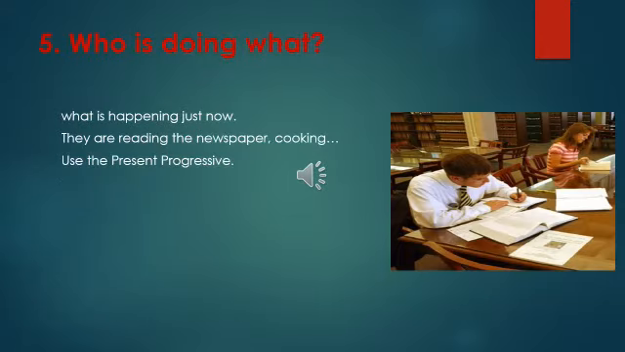After writing about people's clothing, write what different people are doing in the picture. What is happening just now? For example, they are reading newspapers. They are reading books and taking notes, etc. Please remember, we always use present continuous tense for picture description.